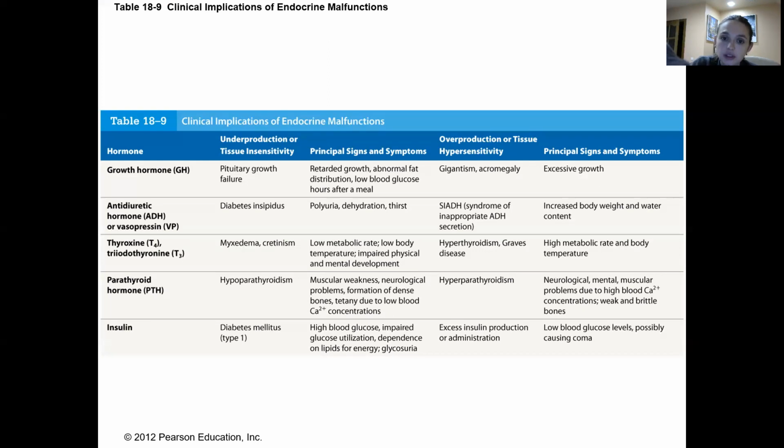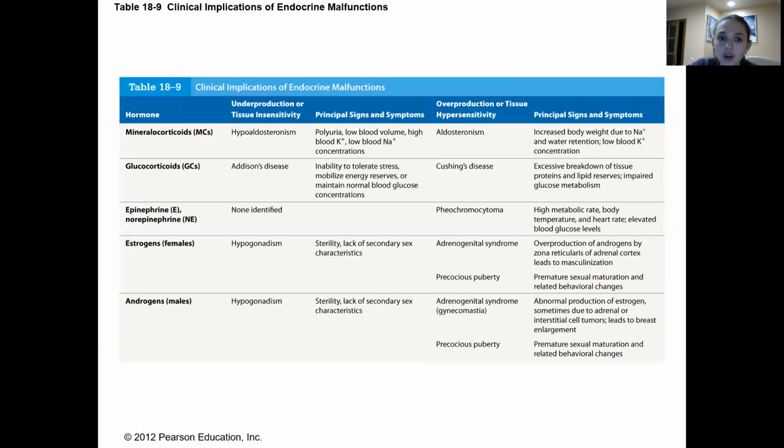Parathyroid hormones. Hypoparathyroidism could cause symptoms like muscle weakness, neurological problems, formation of dense bone, and tetany due to the low level of calcium in the blood. Hyperparathyroidism will also cause neurological problems, mental disorders, and muscular problems due to the high level of calcium in the blood.